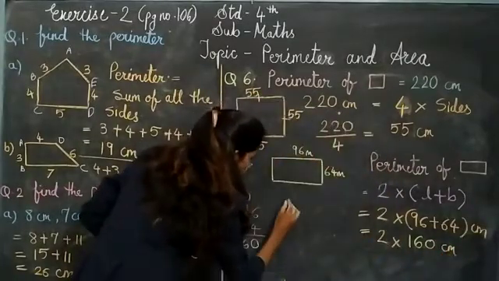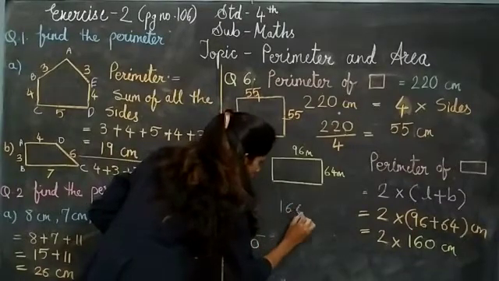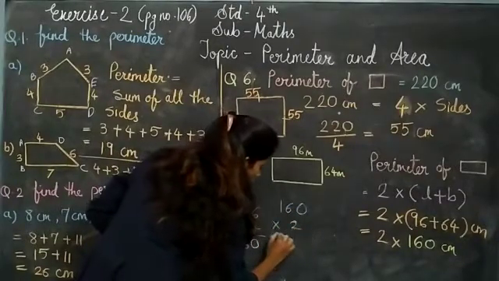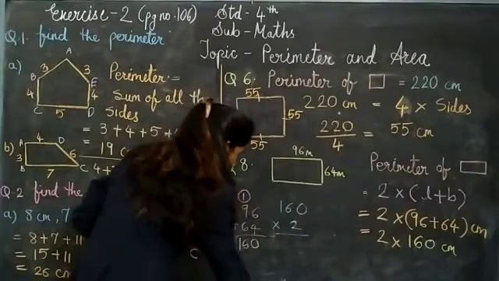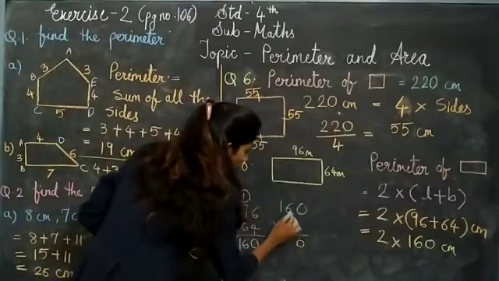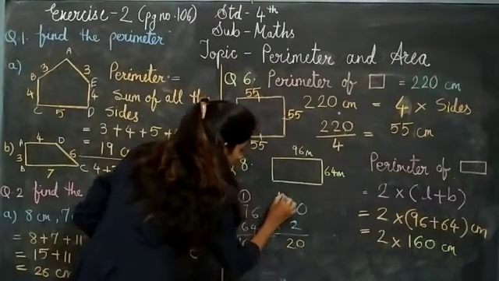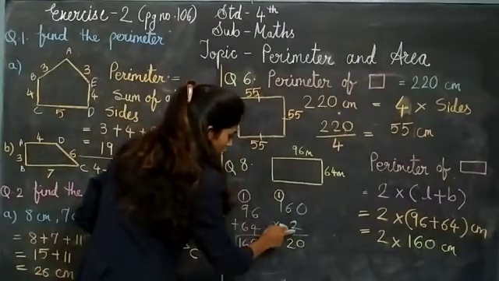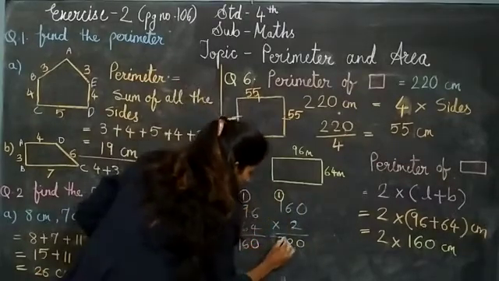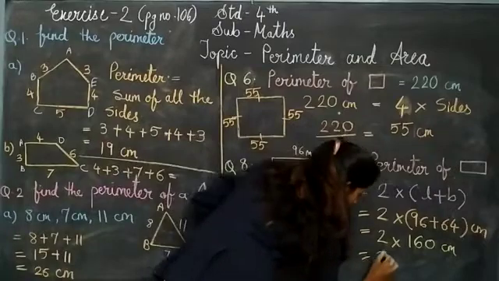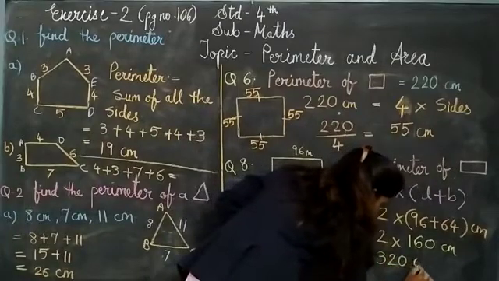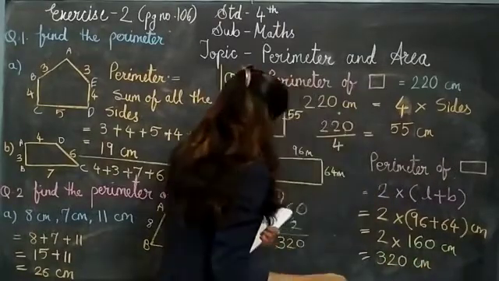Again you have to do your multiplication work here. 160 multiplied by 2. So let us all multiply here. 2 zeros are 0, 2 6s are 12. This one will go up. 2 1s are 2, 2 plus 1 is equal to 3. So your final answer will be 320 centimeter.